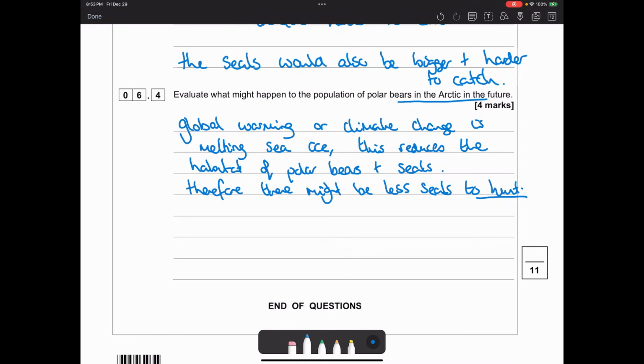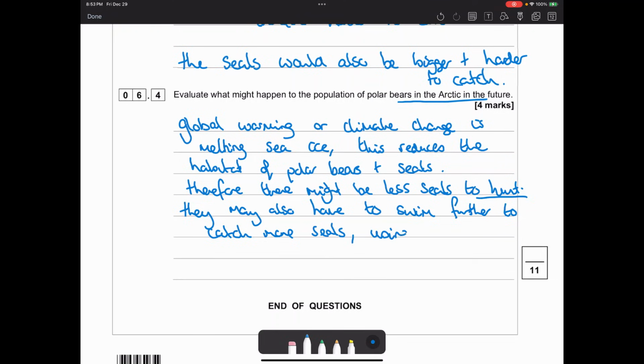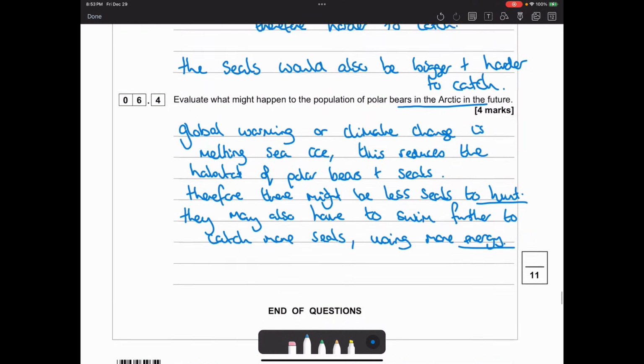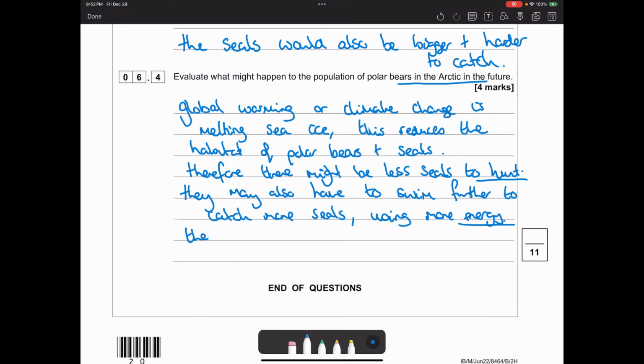Now the issue that they've also got to find, if they've got a decreasing number of seals, is that they're going to have to travel further between different pieces of sea ice. They may also have to swim further to catch more seals. Okay, using more energy. Now, if they're using more energy to swim and catch more seals, this would explain why their mass is then decreasing. You could then also say they would not build up enough fat reserves for the winter, where they wouldn't be hunting as much.